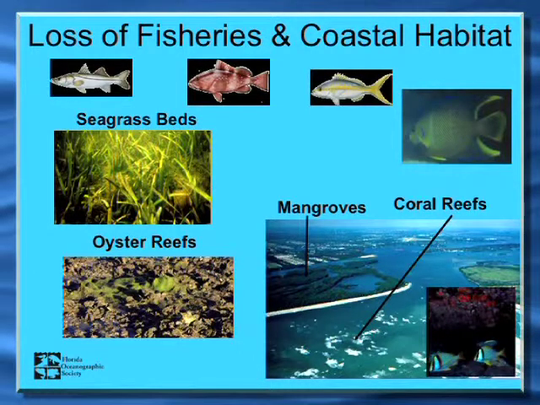So what does that do to these ecosystems? It primarily affects a lot of different habitats: the seagrass, the oyster reefs, mangroves, and even the coral reefs offshore.